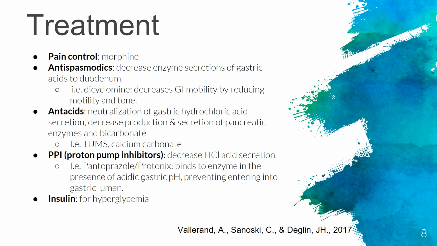And basically the way morphine works is it binds to opiate receptors in the central nervous system, which alters the perception of the pain. So it's pretty potent stuff. So it's very helpful for pancreatitis. And the next treatment that is used is the antispasmodic, I believe. And this one is the dicyclomine.